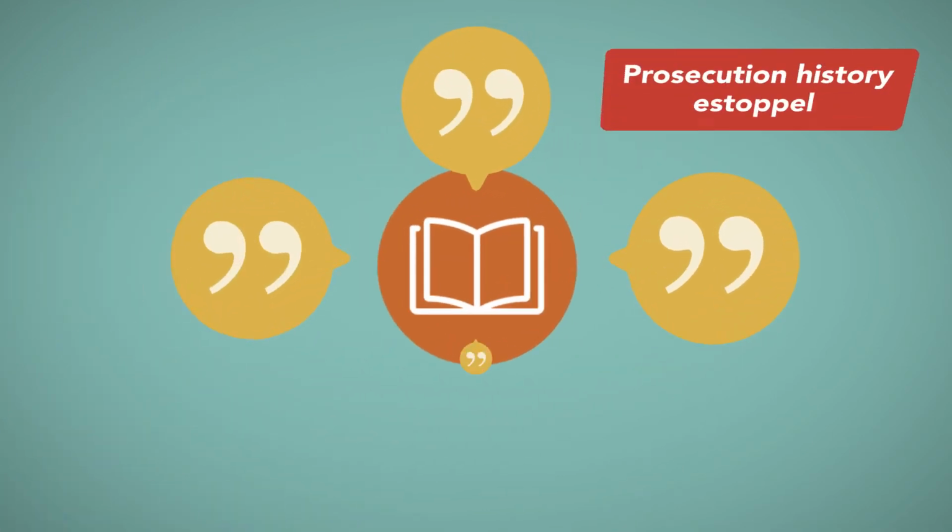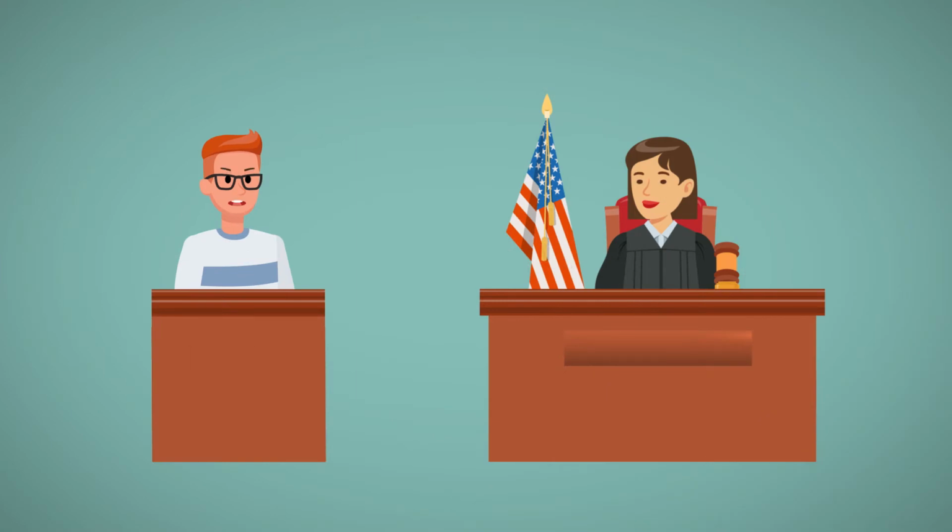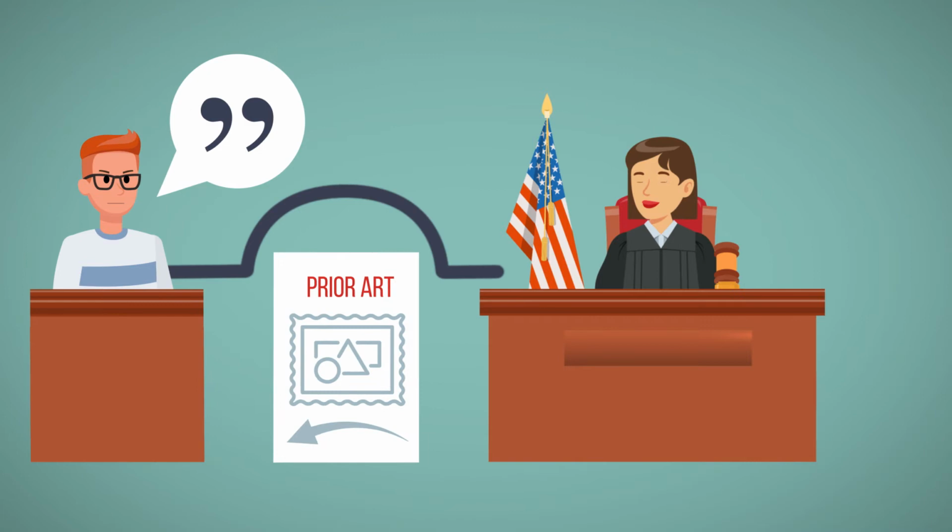Second, the concept of prosecution history estoppel can limit the range of definitions that a patentee can provide during litigation. For example, if a patentee argued for a certain meaning of a term during prosecution of the patent, such as to avoid some invalidating prior art, the patentee cannot proffer a broader meaning at the Markman hearing.